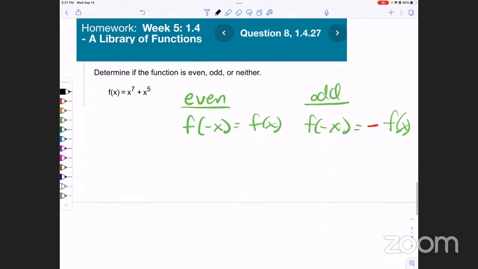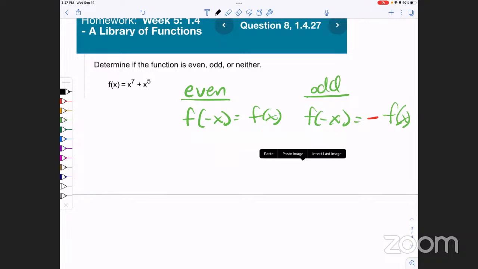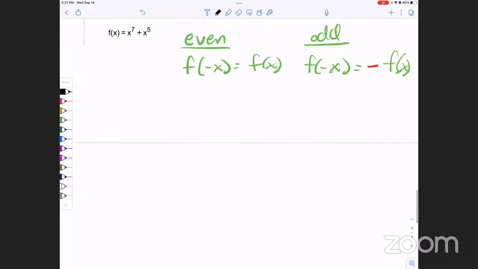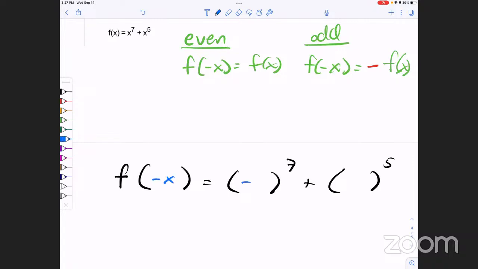So let's do pretty much the same procedure with this example that we did with the other. I'm going to give myself a little bit more space. First thing is we're going to replace each x with a blank set of parentheses. So we get f of x equals x to the power 7 plus 5x to the power 5. What are we plugging in? We're plugging in negative x for each term.